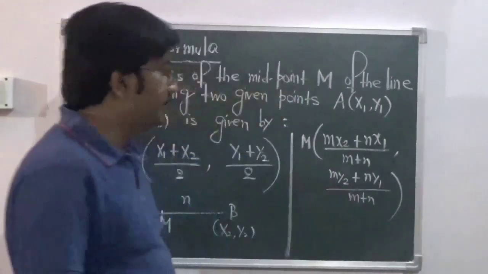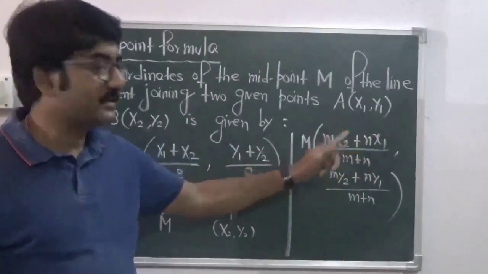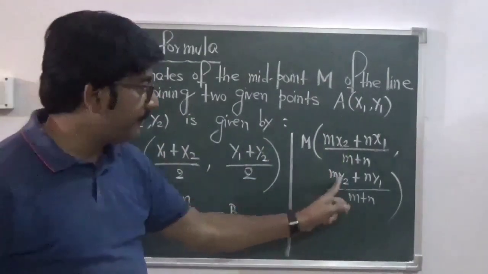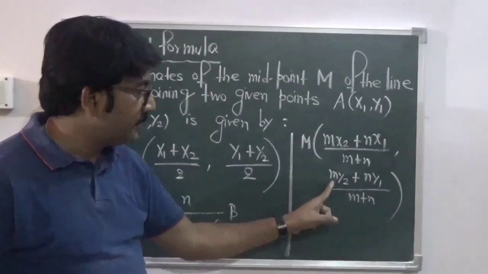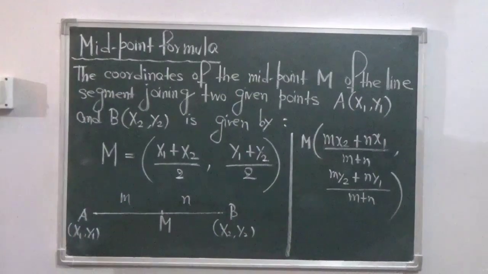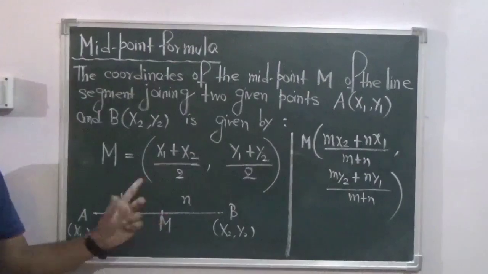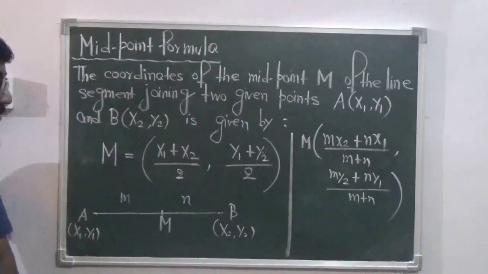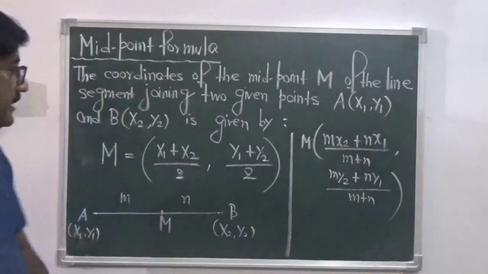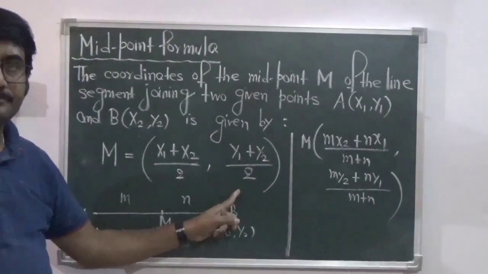Now see, if we put M equals 1 and N equals 1, we have x2 plus x1, that is x1 plus x2, over 1 plus 1, 2. So that is (x1 plus x2) by 2. Similarly, if we put M and N equal to 1, we have y2 plus y1, that is y1 plus y2, by 2. So this is how we get the midpoint formula, because if M is the midpoint, then the ratio is always 1 is to 1, and hence the coordinates of the midpoint of the line joining any 2 points is given by (x1 plus x2) by 2, (y1 plus y2) by 2.